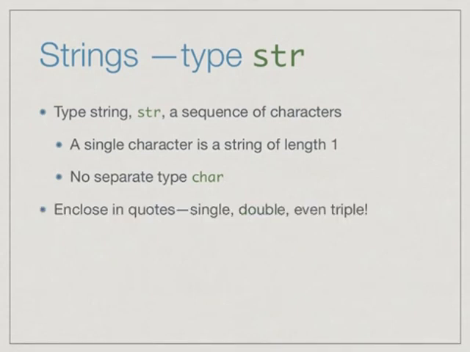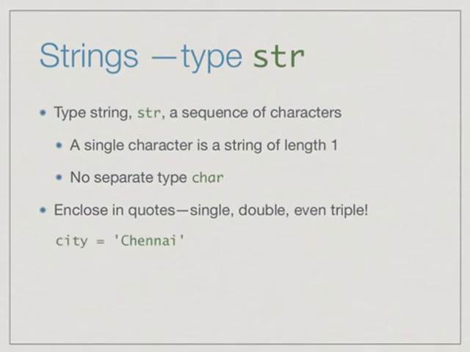So the values of this type are written as we would normally do in English using quotes. So we use quotation marks to demarcate the beginning and the end of a string when we want to write down an explicit value. So we can use any type of quote. So a single quote would denote in this case that the name city is assigned the string Chennai. Note that when we write symbols like this, capital C is different from small c and so on.